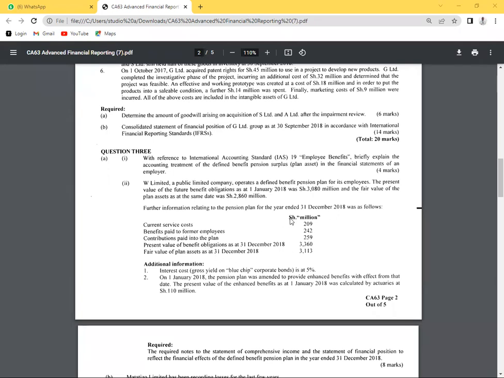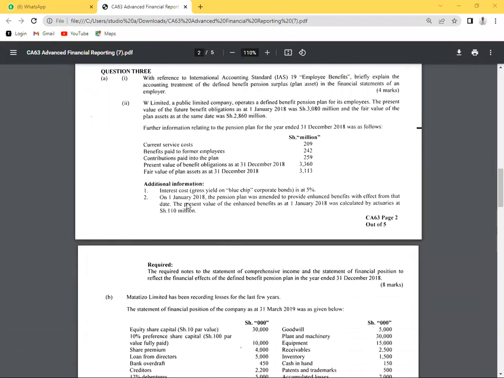So we have the current service cost, we have benefits paid to former employees, we have contribution paid into the plan, we have present value of benefit obligations as at this date, then we have fair value of plan assets as at this date. Additional information: interest cost, which is the gross yield on blue chip corporate bonds, is at 5%. On 1st January 2018, the pension plan was amended to provide enhanced benefits with effect from that date.